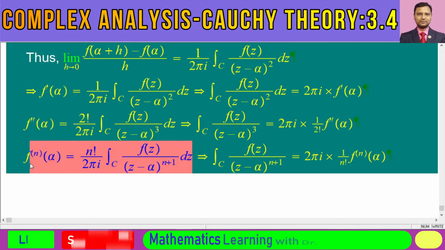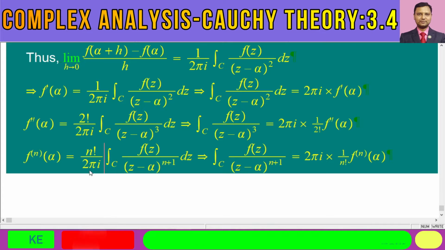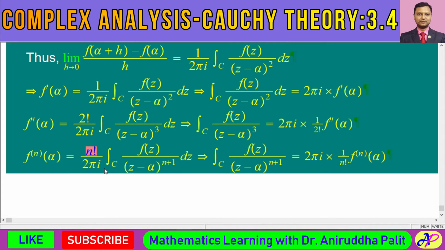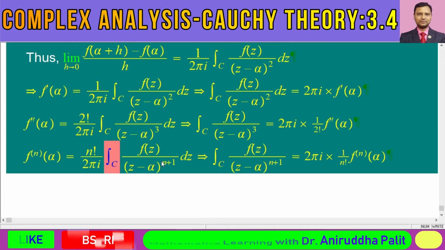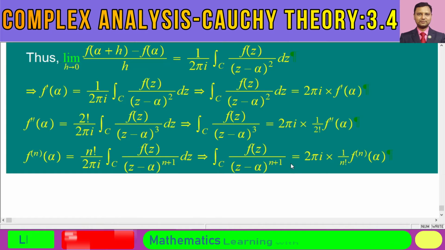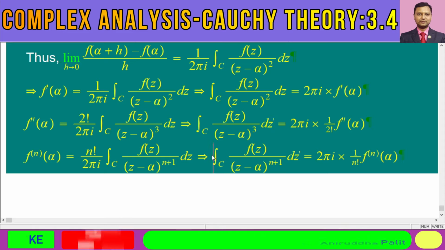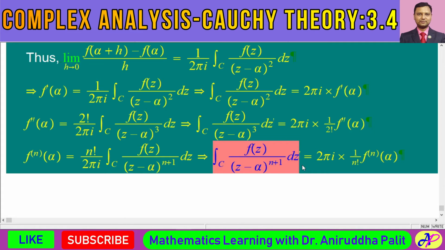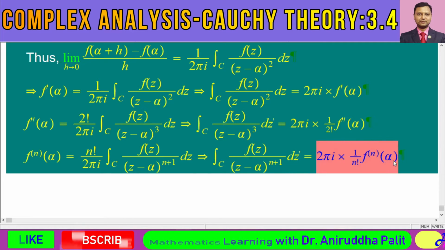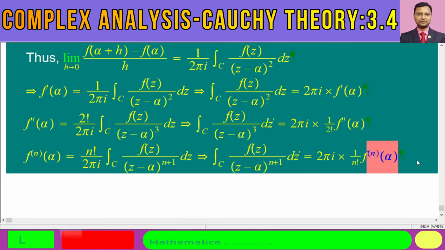In general, the nth derivative has this expression: factorial of n divided by twice pi i, integral of f of z divided by z minus alpha to the power of n plus 1 dz. And from that result, we have proved that the integral of this expression can be written as twice pi i divided by factorial of n into the nth derivative of f at the point alpha.